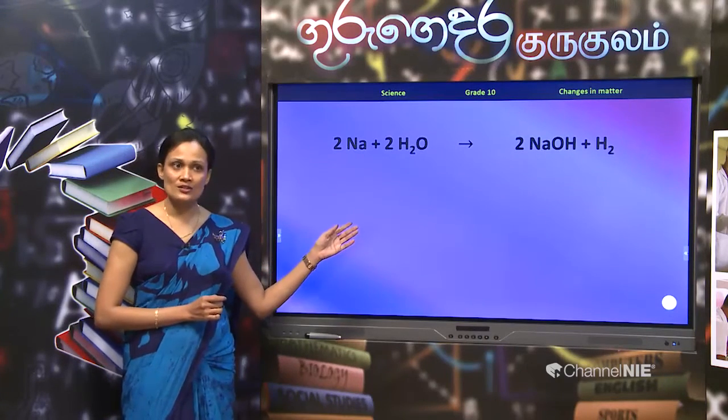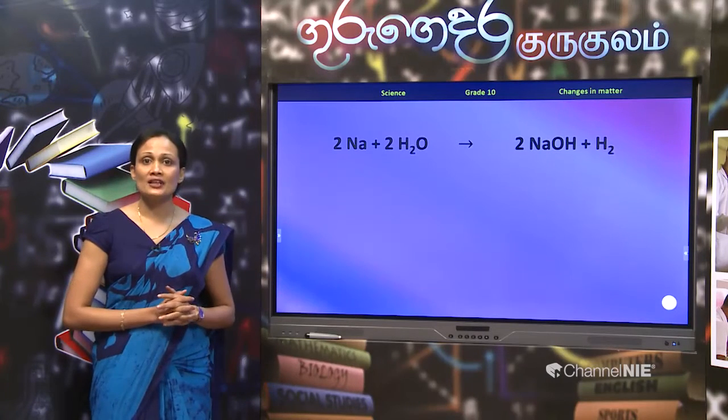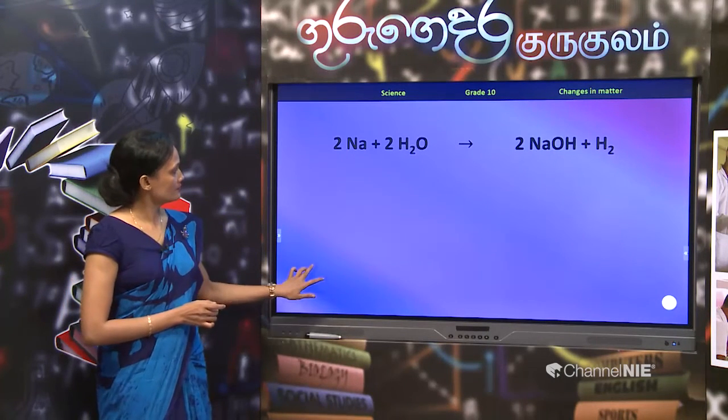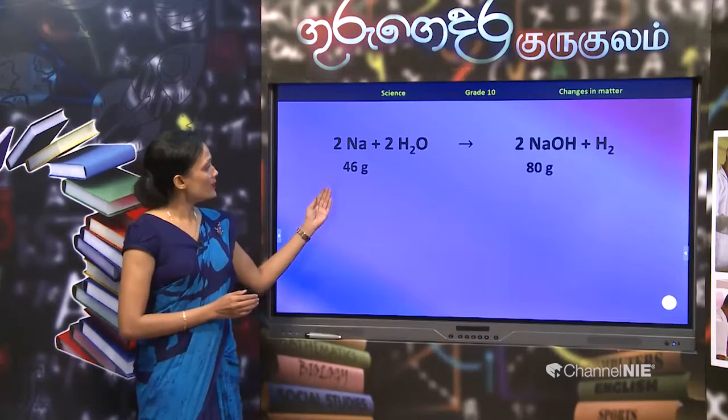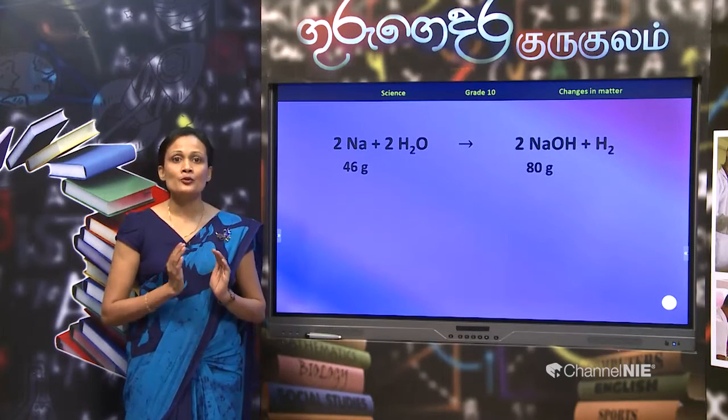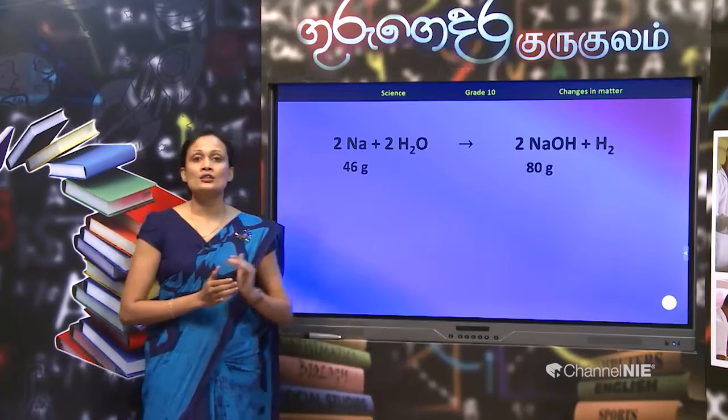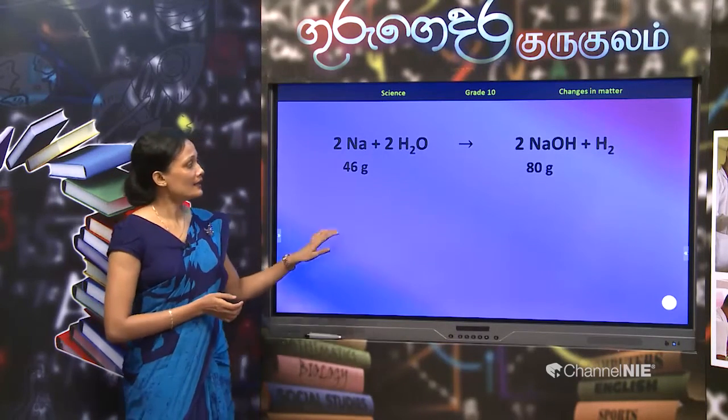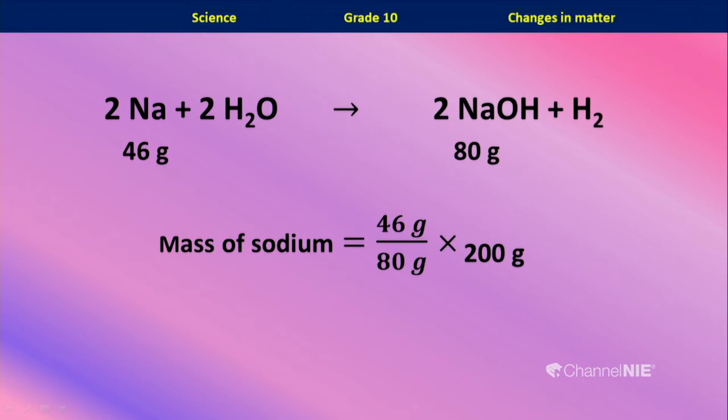This is the balanced equation. According to the data that we get, 46 grams of sodium are needed to produce 80 grams of sodium hydroxide. Then the mass of sodium needed to produce a given amount of sodium hydroxide can be found in this manner. To obtain 80 grams of sodium hydroxide, we used 46 grams of sodium.